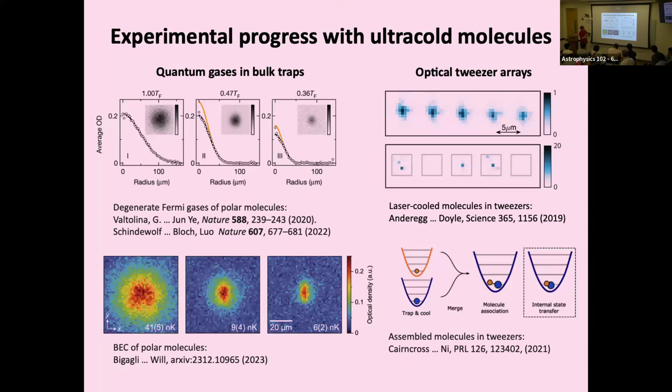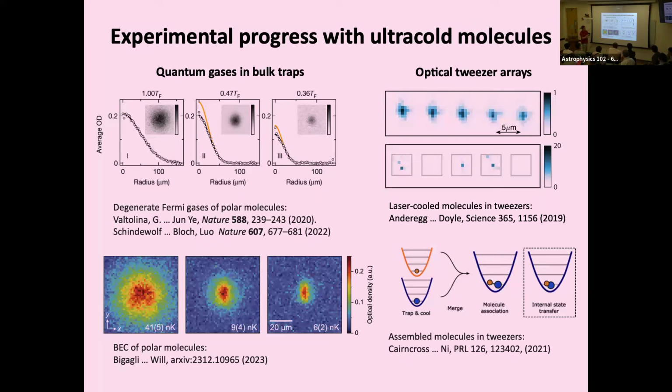A competing approach is to throw up your hands and say, well, I don't know how to cool the molecules directly, but maybe I can cool the atoms instead. This was an approach pioneered at JILA, where you first cool two species of atoms all the way down to quantum degeneracy. Then you have this motionally cold gas of atoms, which you can assemble into molecules. So that's called an assembly approach.